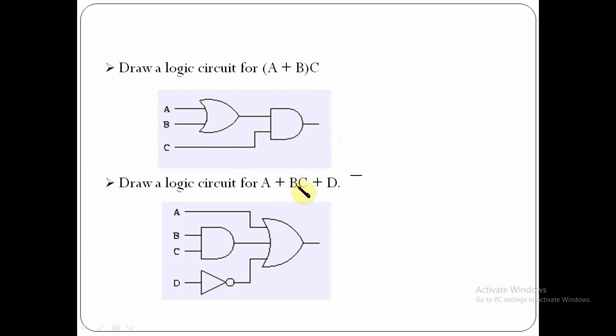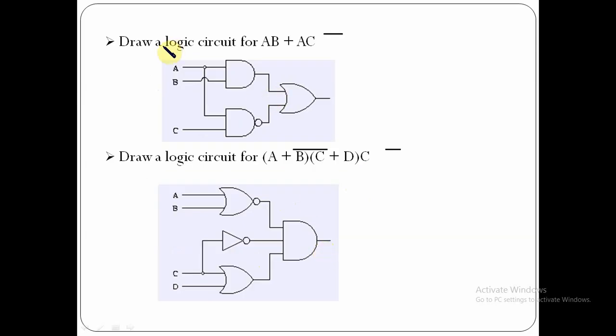Another one is given: a + bc + d bar. Here a is ORed with bc, and b and c go in between an AND gate, and d is the complement, that is d bar, meaning a NOT gate with only one input. The output of the AND gate is given to the OR gate, along with a and d bar, so 3 inputs are given to the OR gate because there are 3 terms here. This is the diagram of this logic circuit.